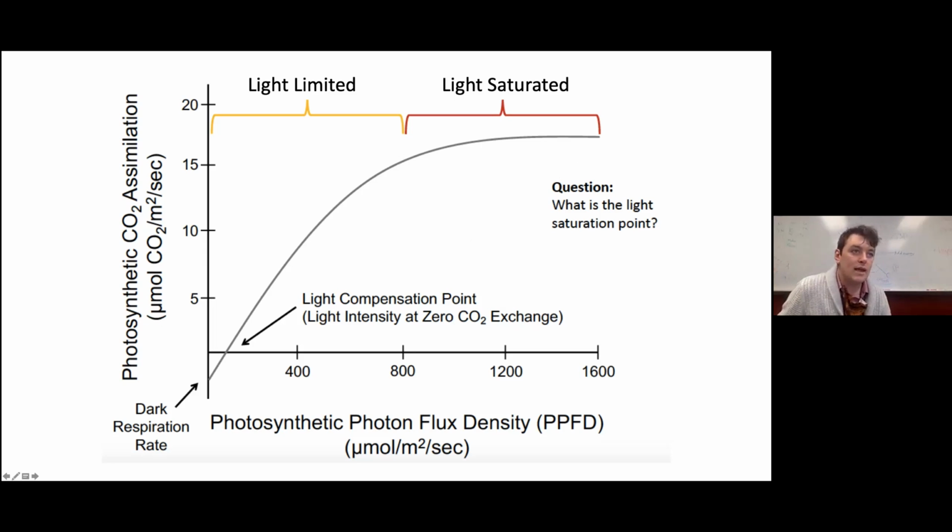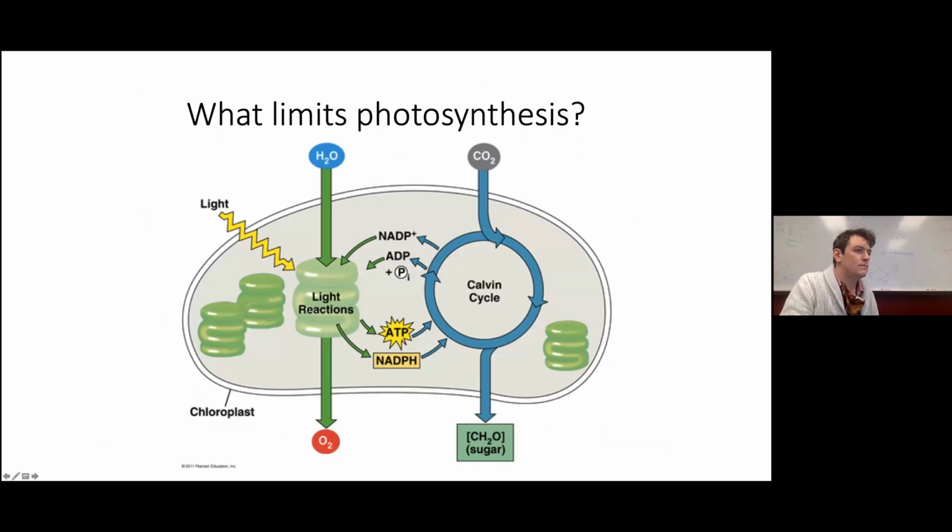So that's kind of what I want you to think about with this question when you're going back over this. What do we mean by light saturation? It means that the system is no longer light limited. If you add more light, you don't get much increase in CO2 assimilation rate. So that starts to get you thinking about what might limit the process of photosynthesis.